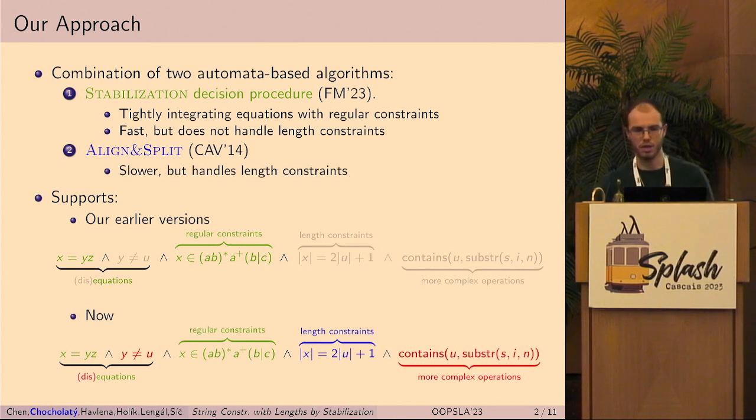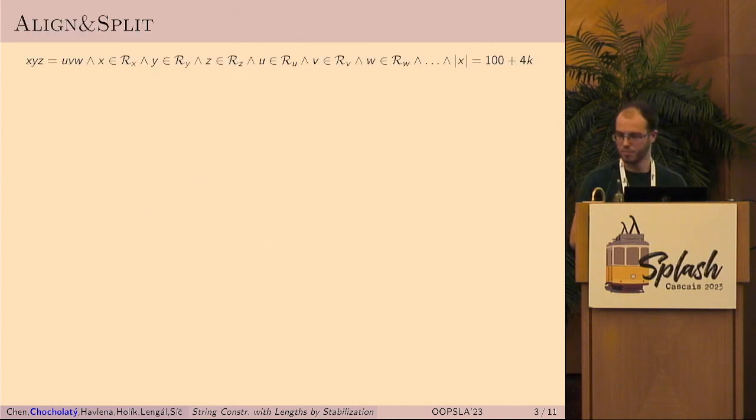Therefore, we combine this algorithm with another older approach called align and split, which is a slower approach, but can solve length constraints. Furthermore, we expand this combined approach to be able to solve these equations and other string constraints which expand the formula or a part which can be solved to the whole formula which we saw earlier.